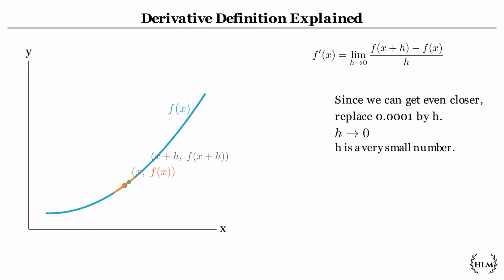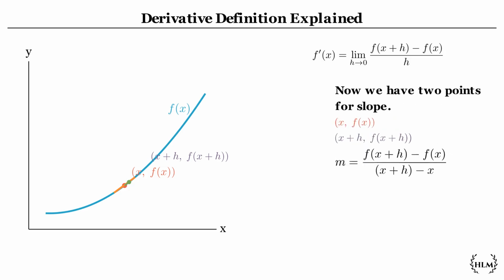So then, our new coordinate is x plus h representing a very small number, like 0.0001, but even smaller, and you can keep going. And then our y value will be f of x plus h, because you have to sub in x plus h back into the equation to get the y value. Now we have an x1, y1. x1 would be x plus h. y1 would be f of x plus h. Now we have 2 points that we can consider to get our slope.